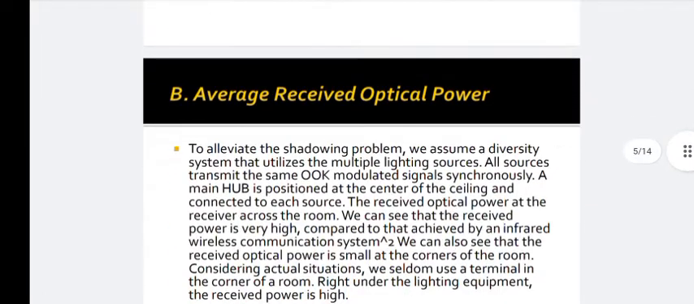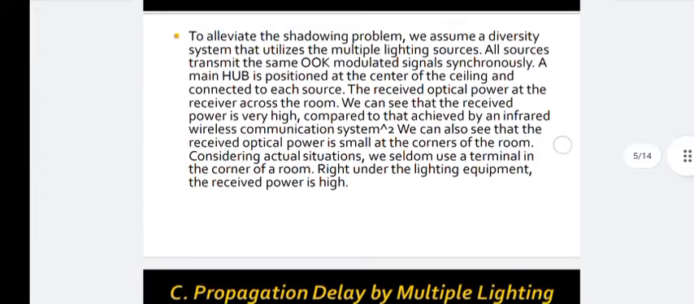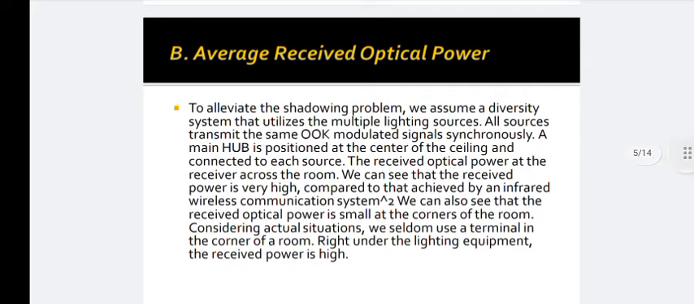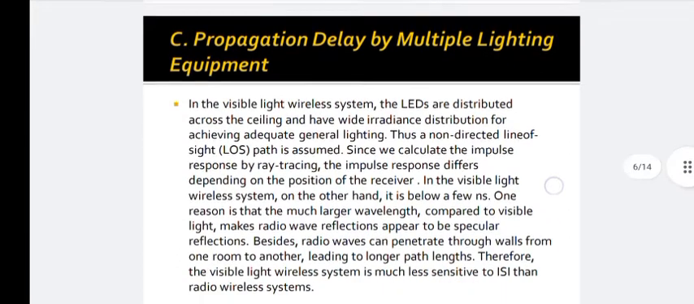Next we see the average received optical power. The main hub is positioned at the center of the ceiling and connected to each source. This shows the received optical power at the receiver across the room. We can see the received power is very high right under the light equipment. Considering the actual situation, we seldom use a terminal in a corner of the room. This is the average received optical power and propagation delay by multi-lighting equipment.